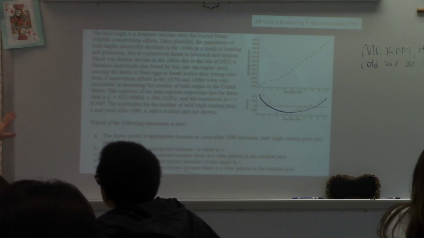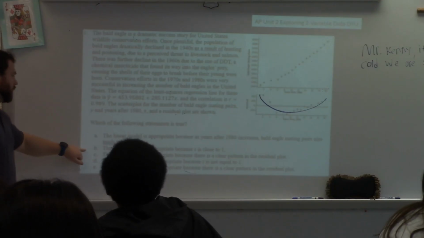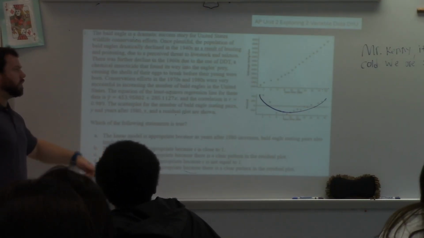Different than number one? Yeah. Okay. Wait, you're talking about B? Yeah. So linear model is appropriate because r is close to 1.